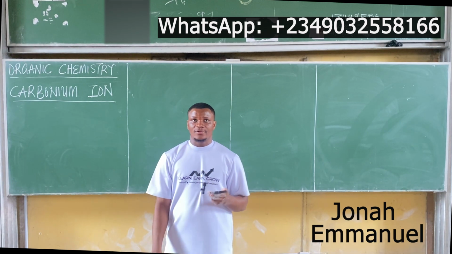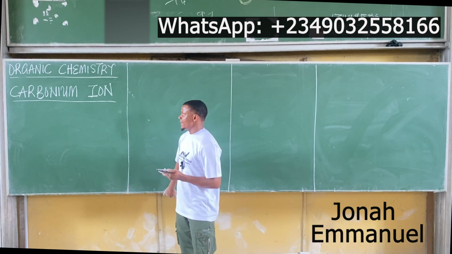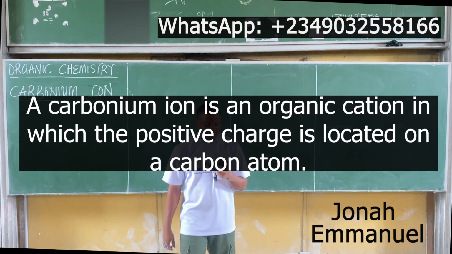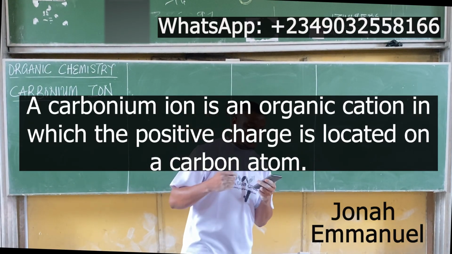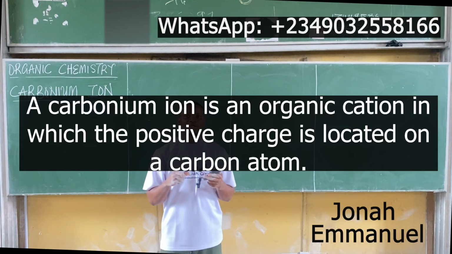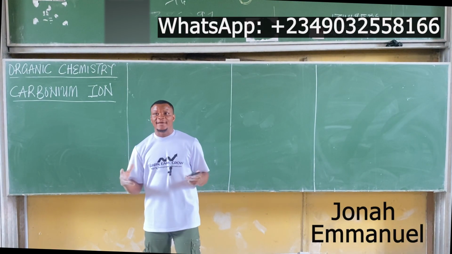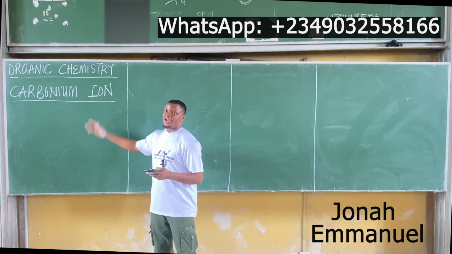All right, so look up, please. Let's look at carbonium ion, please. I said, by definition, carbonium ion is an organic cation in which the positive charge is located on what? A carbon atom, right? Under types, there are three types of carbonium ion.